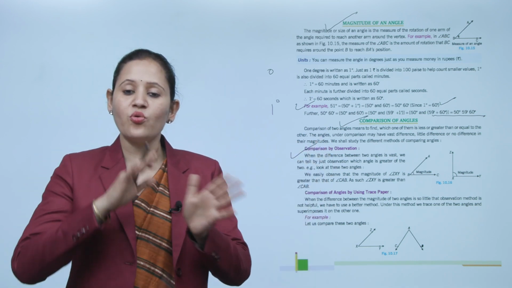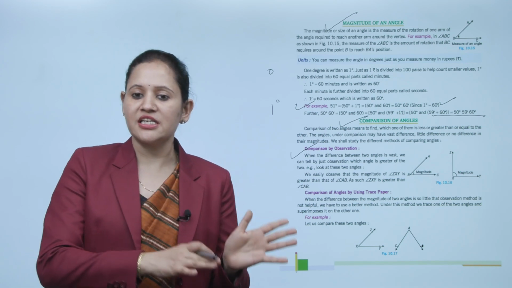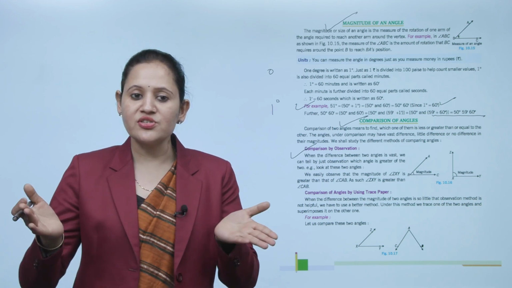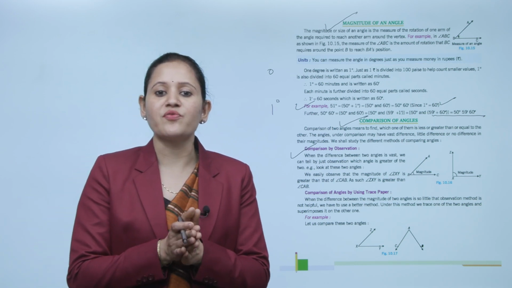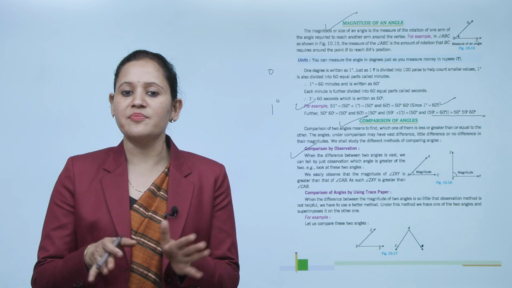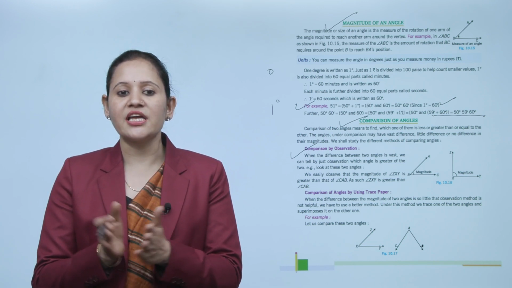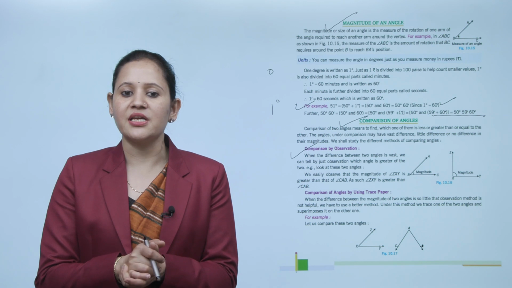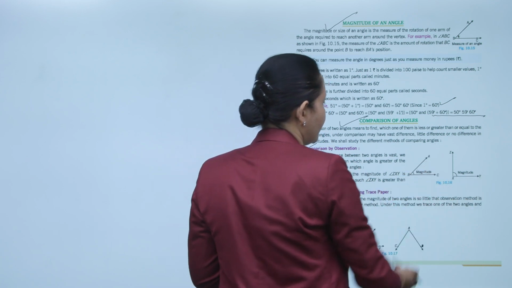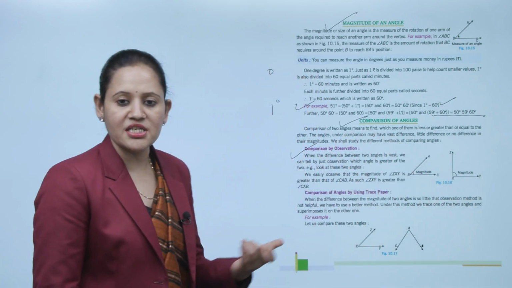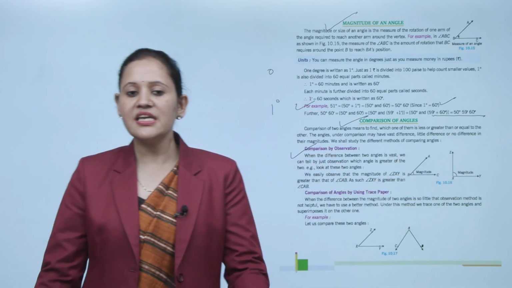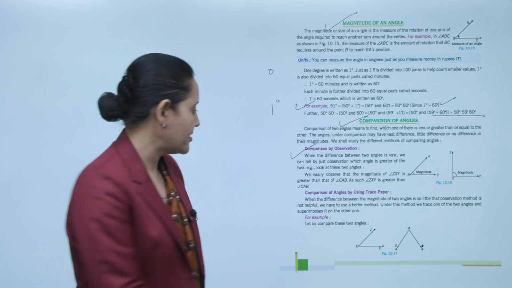So, in this method, by only looking at the angles, we can tell which is greater and which is lesser. When the difference between the two angles is vast, we can tell by just observing which angle is greater of the two. Look at these two angles. We easily observe that the magnitude of angle ZXY is greater than that of angle CAB. So, by only observing them, we can tell that ZXY is greater than ABC. Clear? Next is comparison of angles by using trace paper.